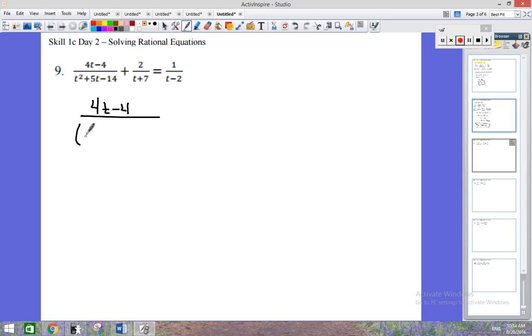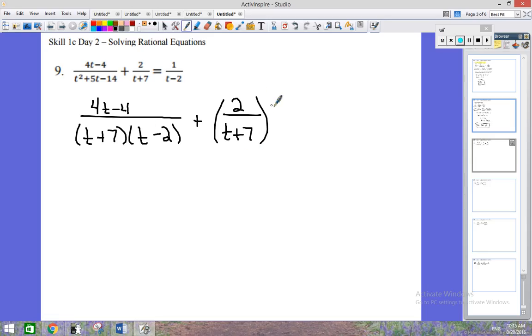If I have t plus 7 times t minus 2, the 7 times the negative 2 gets me the negative 14. I add the 7 and negative 2 and get a positive 5. That's the denominator that we want to see everywhere. Now over here, this guy is missing a factor of t minus 2.